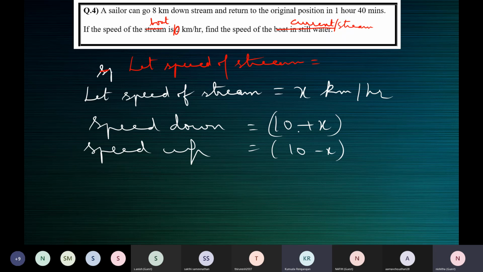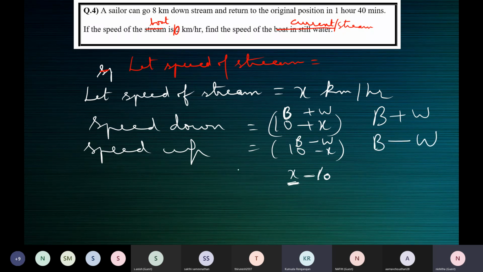This is where we have to be careful. 10 plus x and x plus 10 is fine. But 10 minus x and x minus 10 are not the same. So remember to write the boat speed first: speed of the boat plus the speed of the water, speed of the boat minus the speed of the water. You cannot write x minus 10. It's not the speed of the stream minus the speed of the boat. To the speed of the boat, you add the speed of the water. From the speed of the boat, you subtract the speed of the water. Remember this: boat plus water, boat minus water.